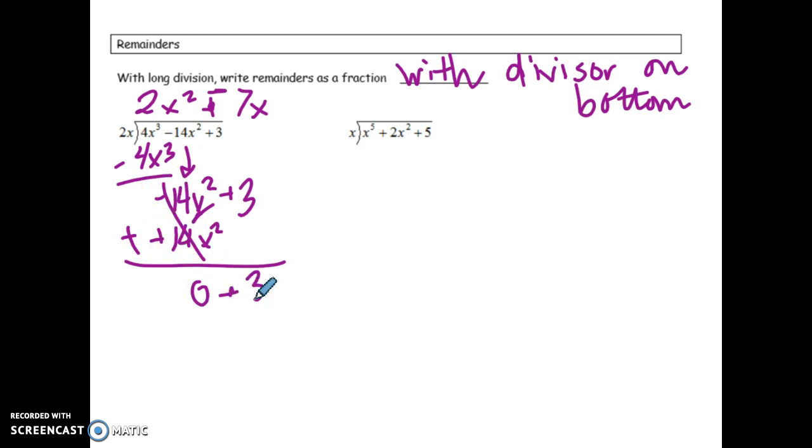Well, 2x has an x and 3 doesn't. So that would be my remainder. I'm going to do plus 3 over my divisor, which would be 2x. Okay? We're going to move to the next one.